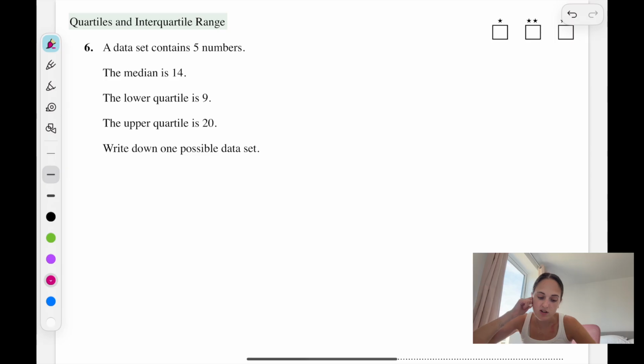This next question here, we have a data set containing 5 numbers. The median's 14, the lower quartile is 9, and the upper quartile is 20. We need to figure out one possible data set. So we've got 5 numbers, 1, 2, 3, 4, 5. The median's 14, so 14 is the one in the middle. The lower quartile is 9.